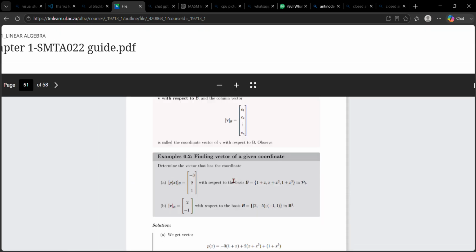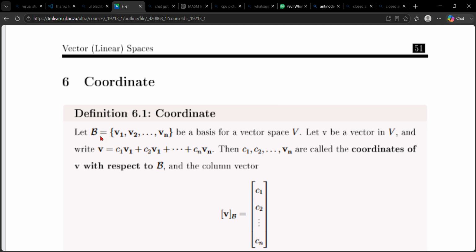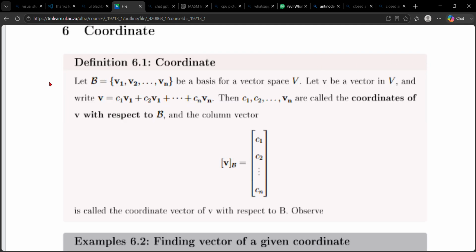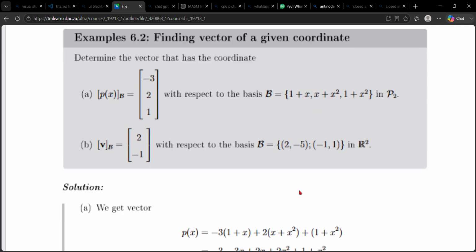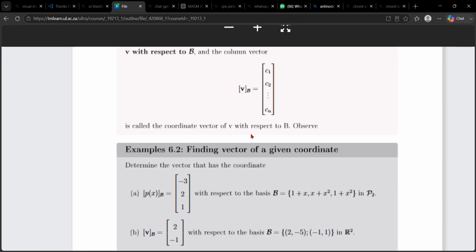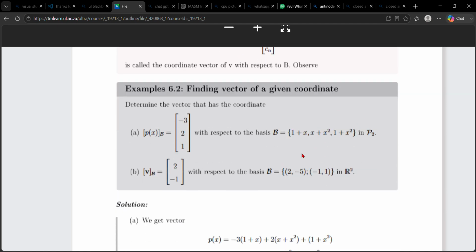So I think I will explain this, and then you must know how to define a coordinate of a vector. We say let B be a basis for a vector space V. Let v be a vector in V. We write v equal to that, and then c1 up to cn is called the coordinate. So every time you write a coordinate vector, it must be in this format all the time. So this is a coordinate vector.